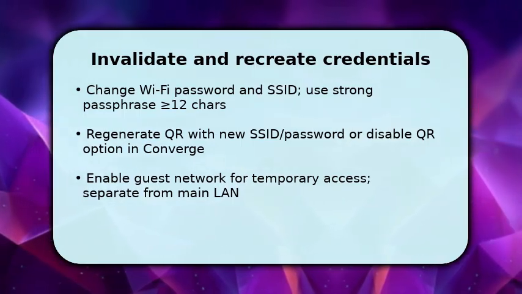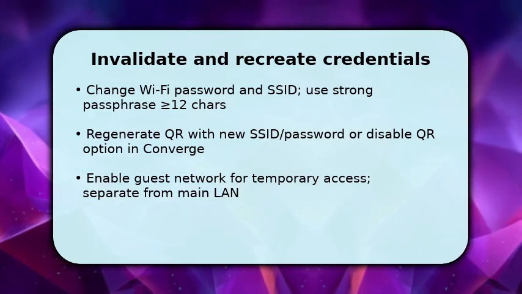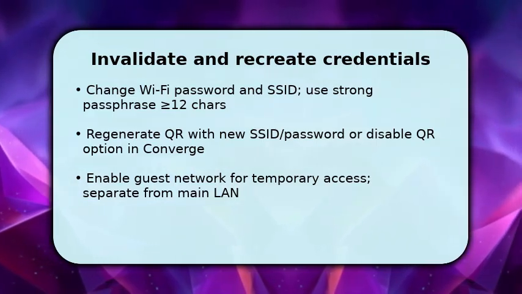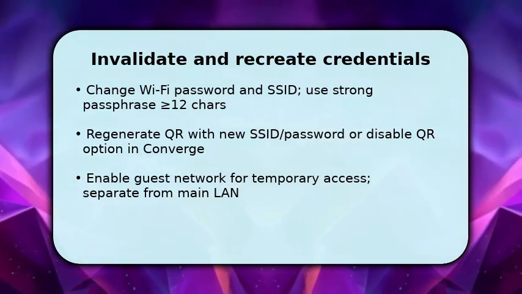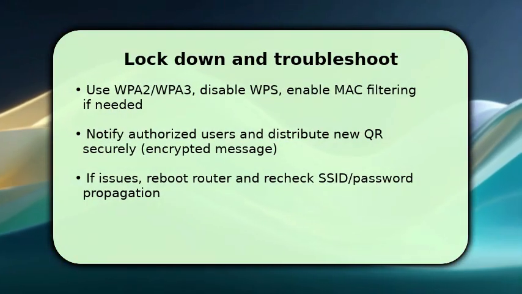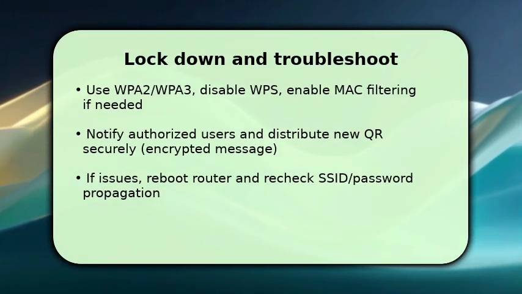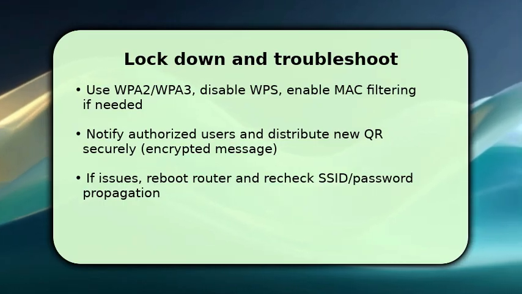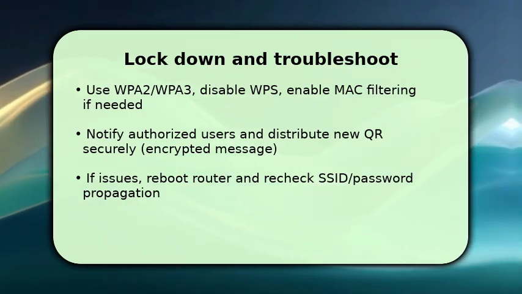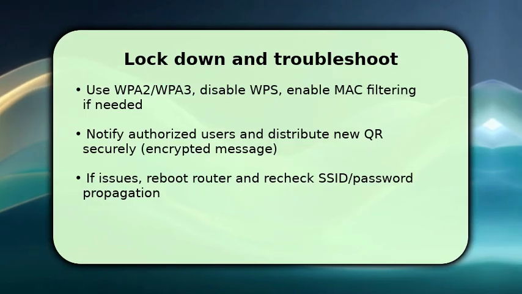Once finished, double-check devices that must reconnect and prepare to push the new controlled QR only to authorized users. Finish by hardening the network so the old QR can't be reused. Enable WPA2 or WPA3, turn off WPS, and optionally add MAC filtering.